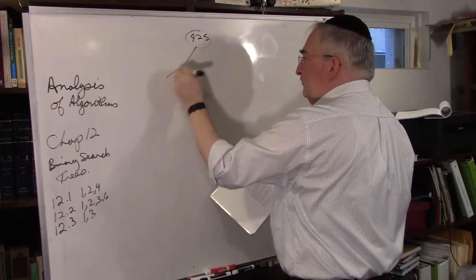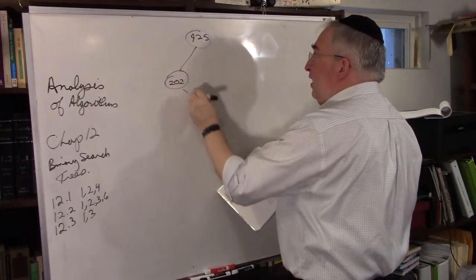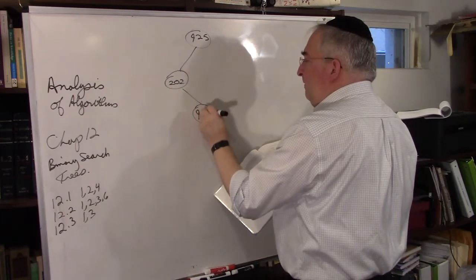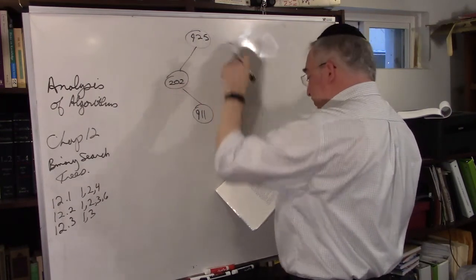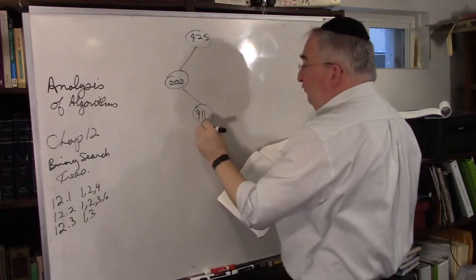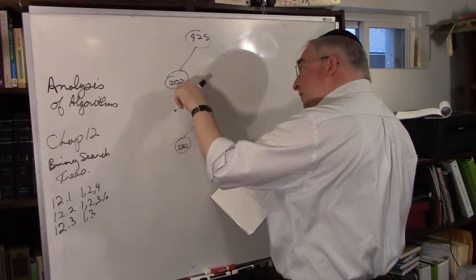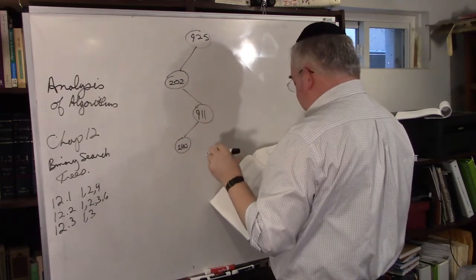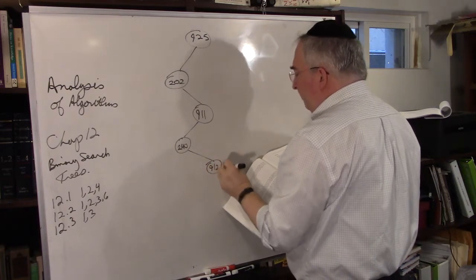925, that's fine. 202, that's okay. 911, which is less than 925, so that's okay. 240, which is more than 202, so that's okay. 912.